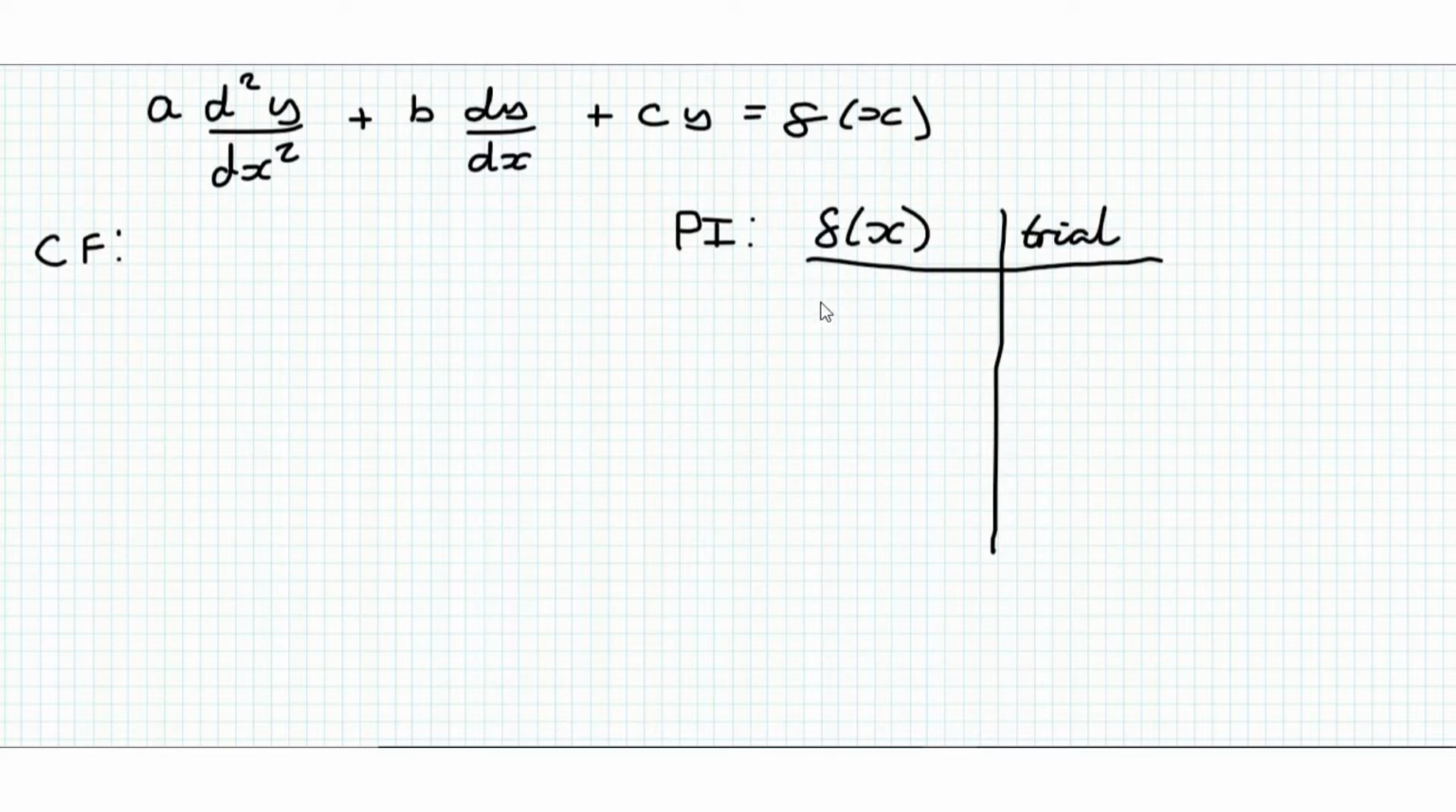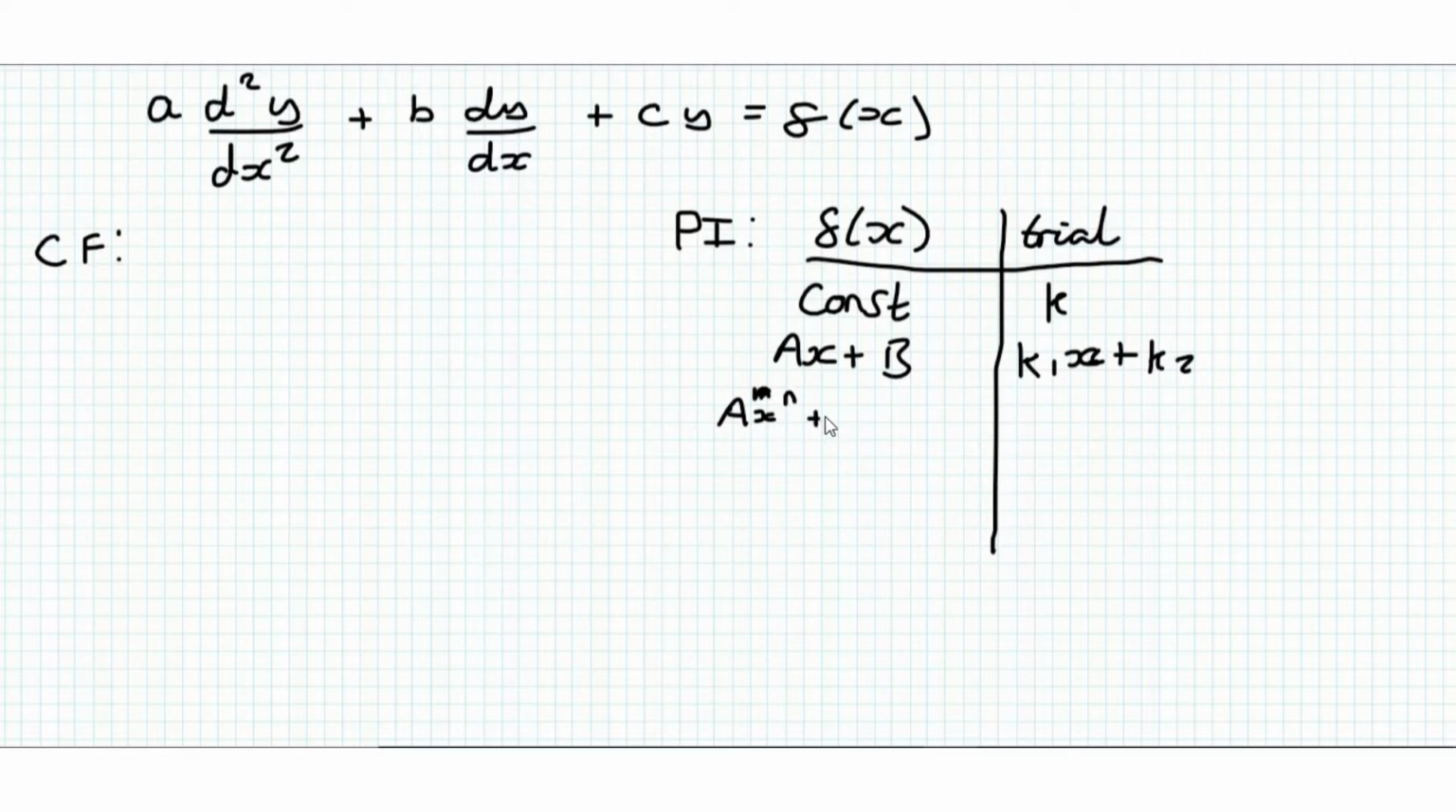So if f of x is just a constant, then we just trial a constant and we call that k. If f of x is ax plus b, where a and b are constants, then we try k1 x plus k2, and these trials usually work. Sorry, that's supposed to be a x to the n plus b x to the n minus 1. This is just an extension of that second one.